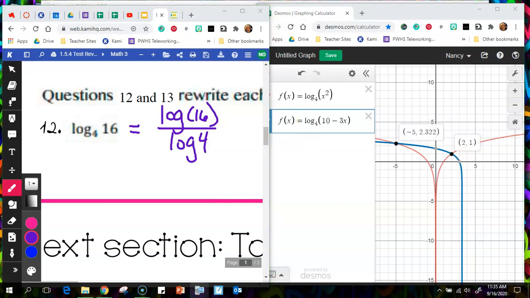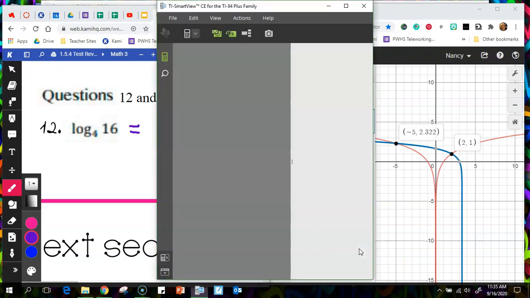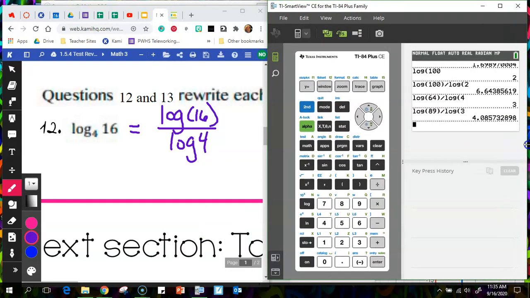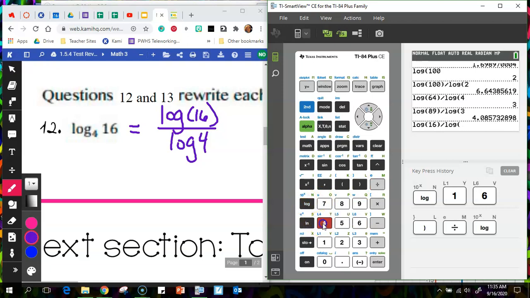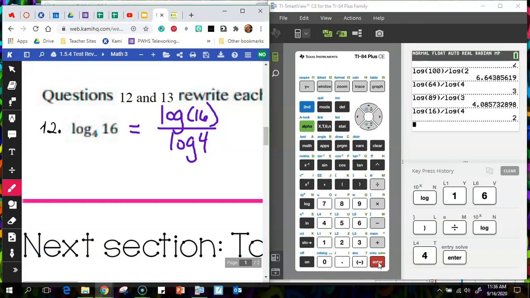Let me see if I can bring my calculator up. Okay, so I would just enter in my calculator, use the log key, log 16, close the parentheses, divided by log 4, and that's 2. Oh yeah, I didn't even look at it very carefully, but 4 to the second power is 16. That's what it's asking me. So the answer would be 2.